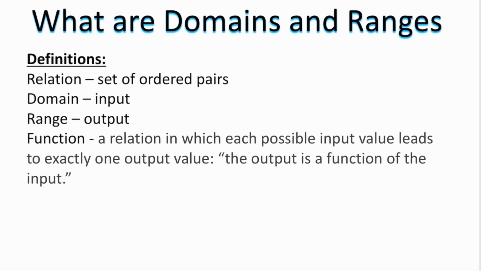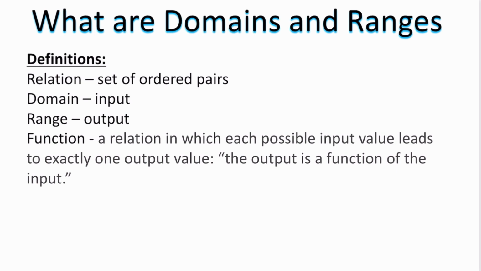In this video, we're going to talk about what domains and ranges are. It's very simple. First of all, let's talk about some basic definitions. Relation: a relation is just a set of ordered pairs. The domain is going to be the input, typically what we know as the x values. The range is the output, what we know of as the y values.